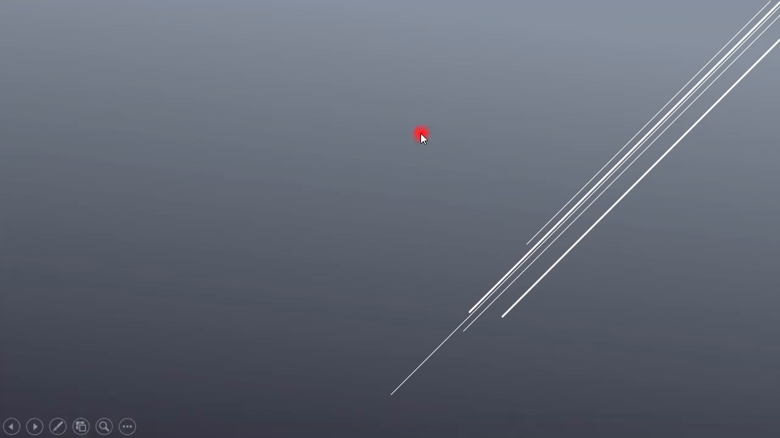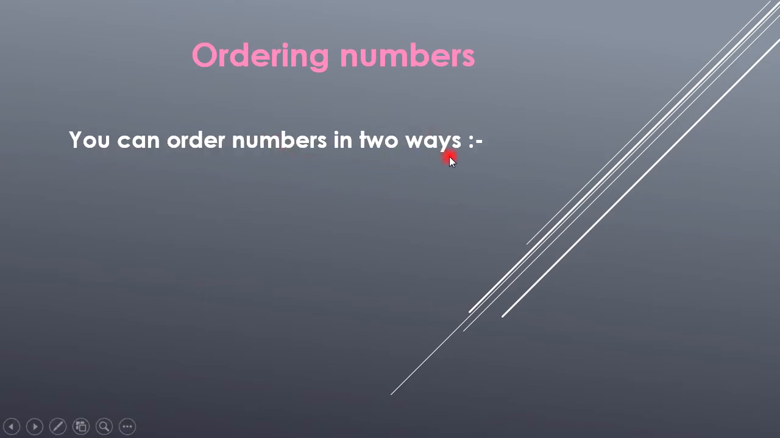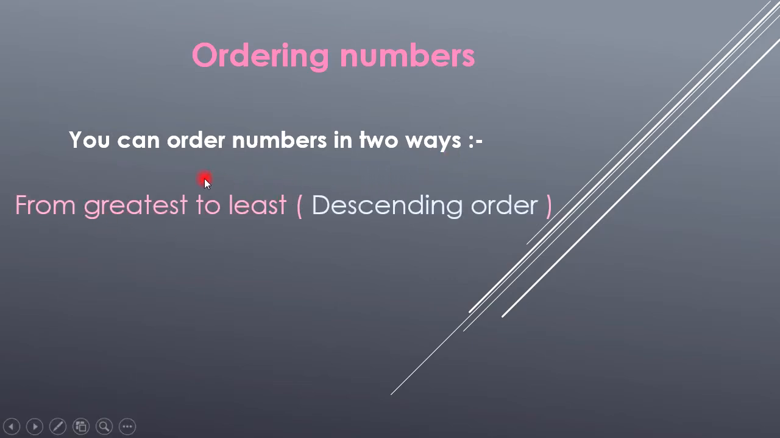Our lesson today is ordering numbers, okay? You can order numbers in two ways. Let's say it together. The first way, we can order numbers from greatest to least. Greatest means the biggest number, and least means the smallest number. Or we can say descending order. Descending order means from greatest to least.